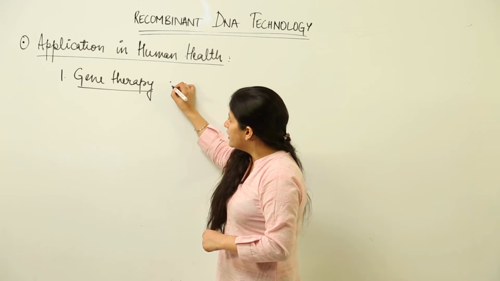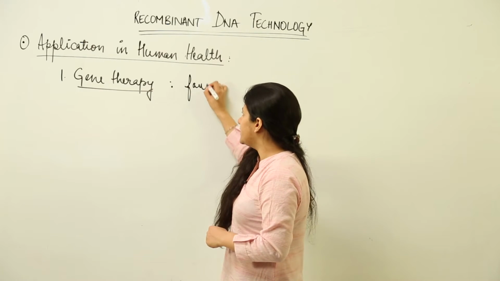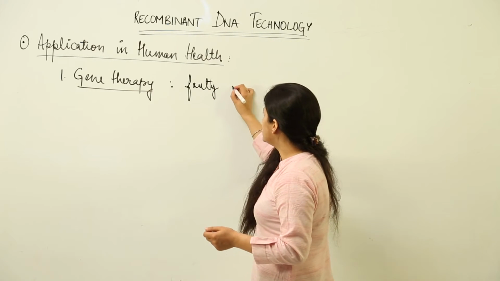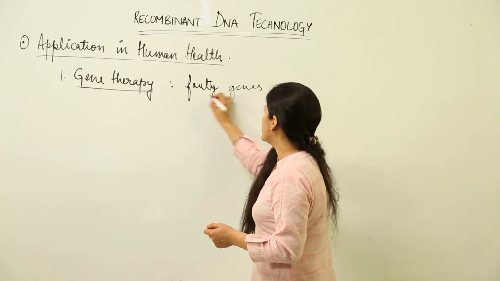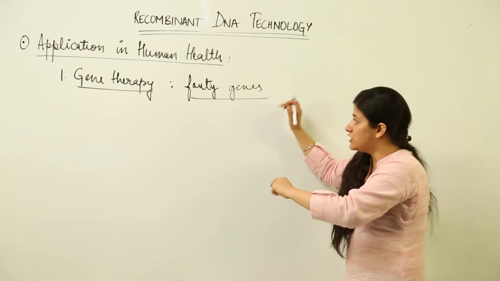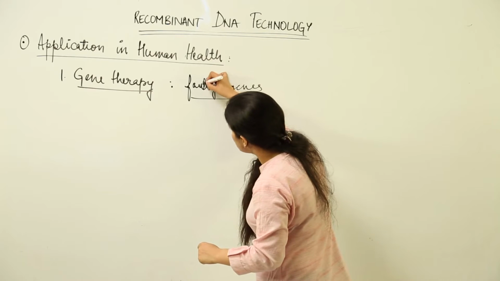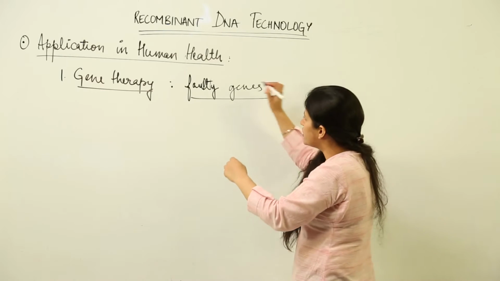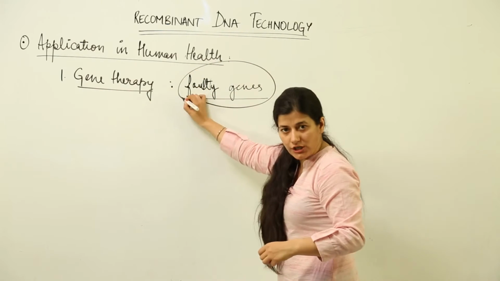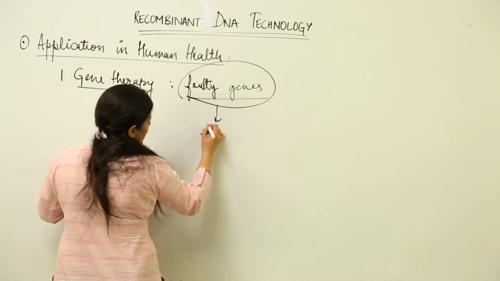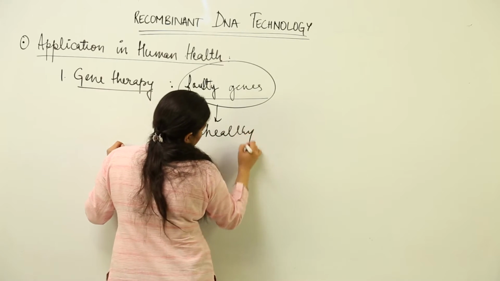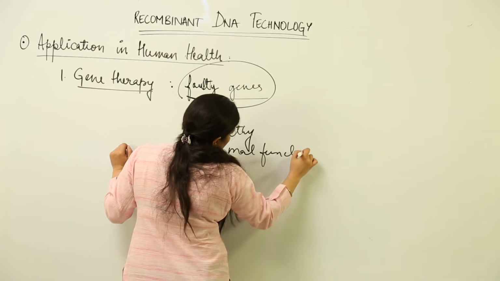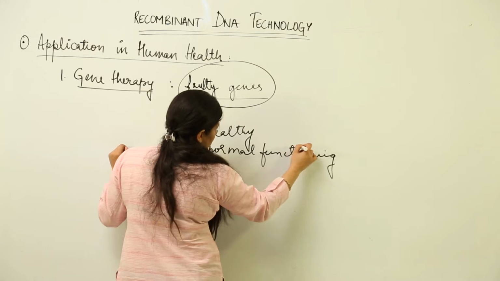So we have certain faulty genes inside us, okay? That is why we see so many diseases in the human race. There are faulty genes which are responsible for certain diseases inside the human beings. So this gene therapy aims at replacing this faulty gene with a healthy, normal functioning gene. And this process is known as gene therapy.